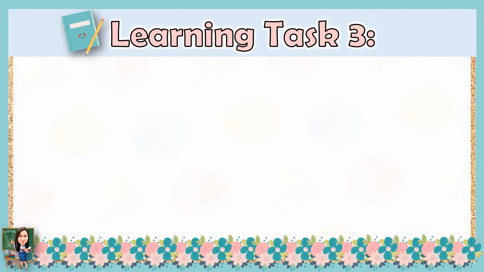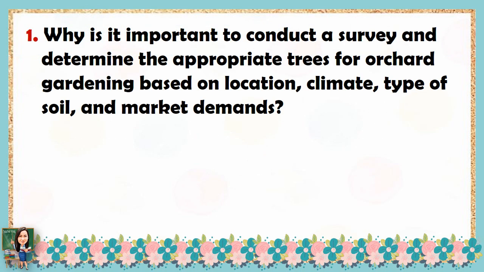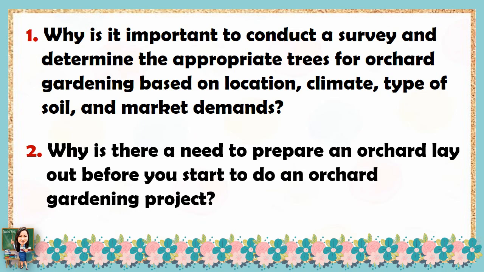And for learning task 3, answer the following questions in your answer sheet. Number 1. Why is it important to conduct a survey and determine the appropriate trees for orchard gardening based on location, climate, type of soil, and market demands? And second question, why is there a need to prepare an orchard layout before you start to do an orchard gardening project?